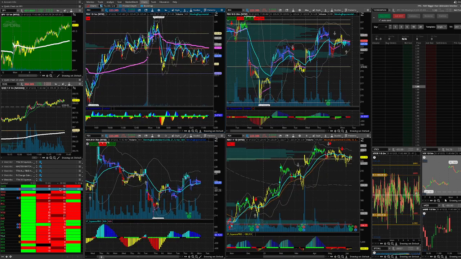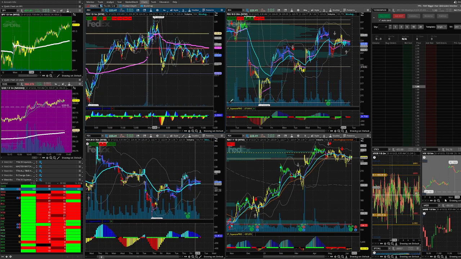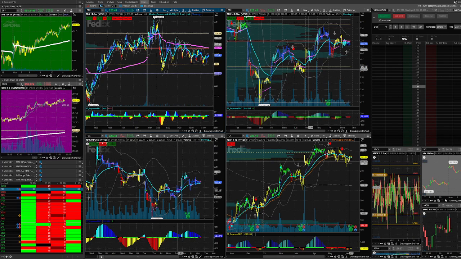Okay. FDX is the next one. I can see a 30-minute squeeze here. And I'm looking at this on my multi-time frame charts. So I hope that helps in how to create that.